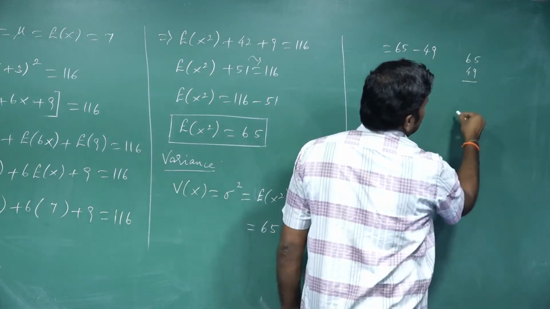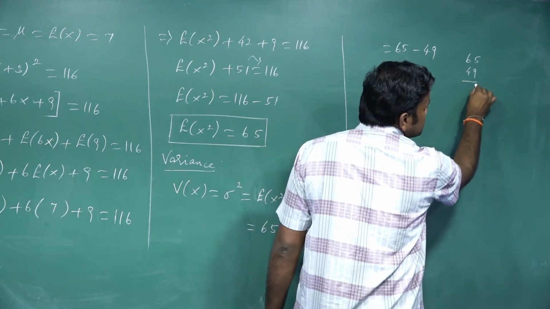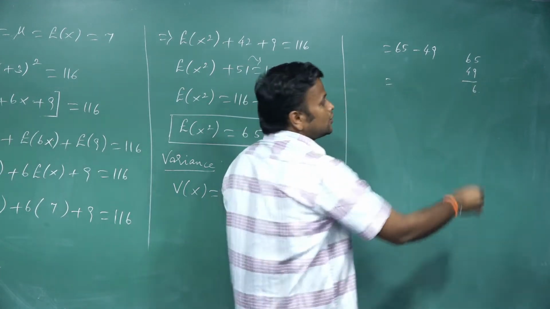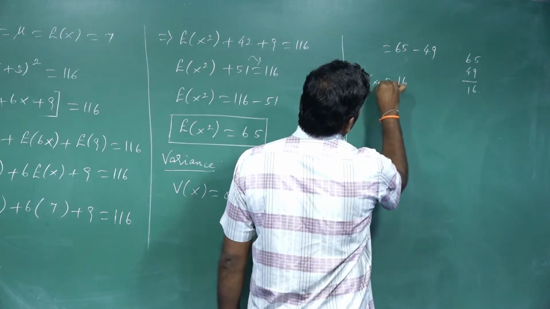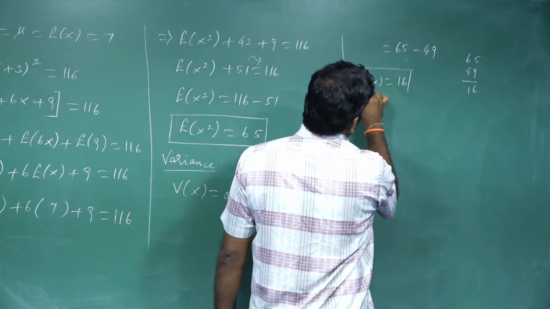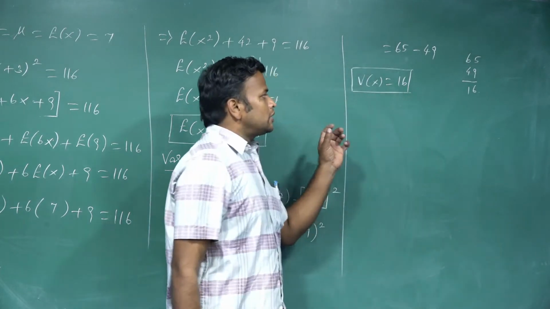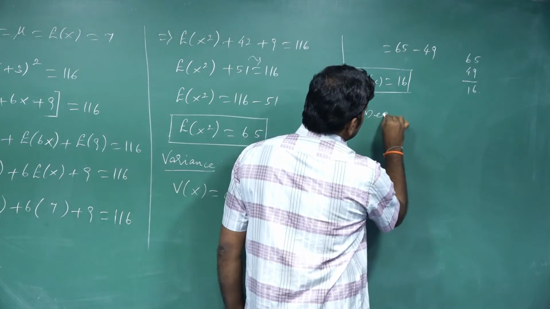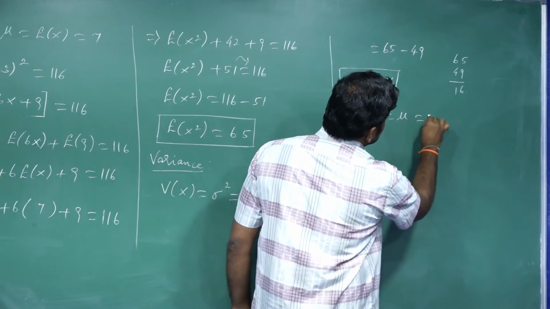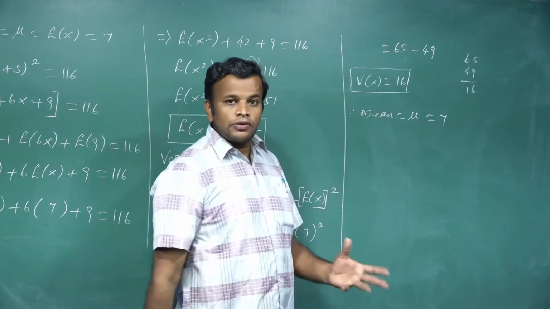65, 49. 15 minus 9 is 6. We take one borrow, so 60. So it is the value of V(X). But you see in the question the value is given in some symbol. Therefore, the mean, whose symbol is mu, has the value 7.